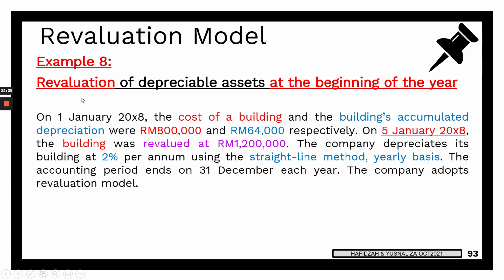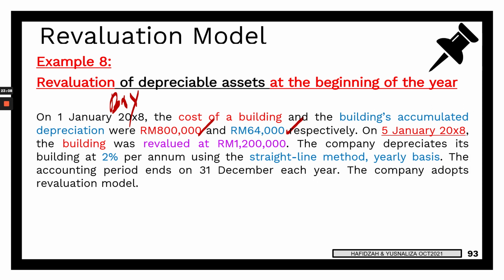Similar to what we have done, only that now we are focusing on depreciable asset back again. 1st of January 20X8, the cost of a building. So this is the beginning of the year. The cost of the building and accumulated depreciation. The accumulated depreciation was 64. Cost of the building was 800,000. This is the cost on the date it was acquired, perhaps several years ago.